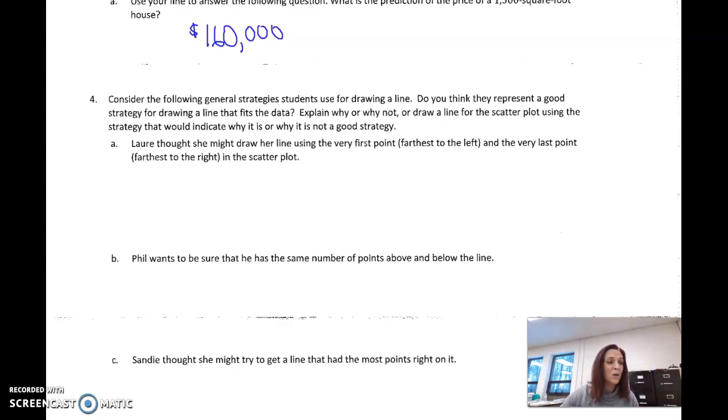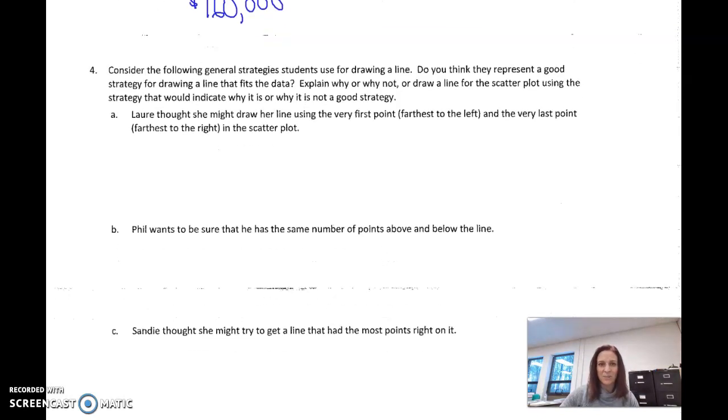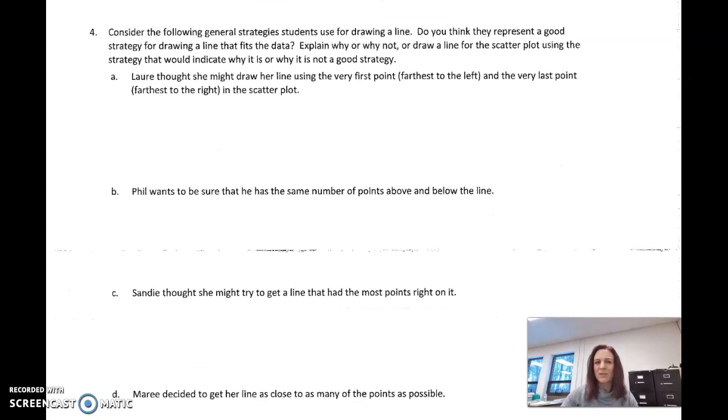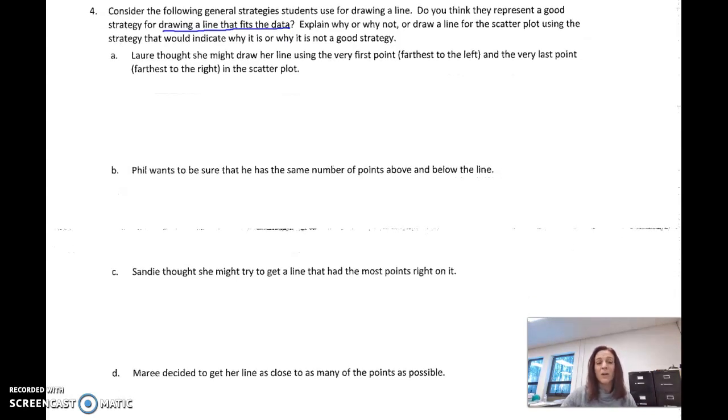Okay? So consider the following general strategies. Do you think they are a good representation for drawing a line that fits the data? Explain why or why not. Well, for the sake of time, we might not go through all of these, but we have 4 right here. Okay. And it says, Laura thought she might draw a line using the very first point and the very last point. Okay. Not bad. That's not a bad thought, but it doesn't always work. Doesn't always describe the points.